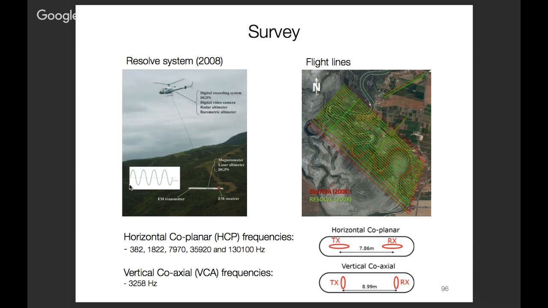So horizontal coplanar, maybe we kind of went through that. Each has got its own separation distance, and also had a vertical coaxial coil. So here's the bird, and it's going to be flown back and forth on the green lines. Actually, the red underlying those are the SkyTem data.